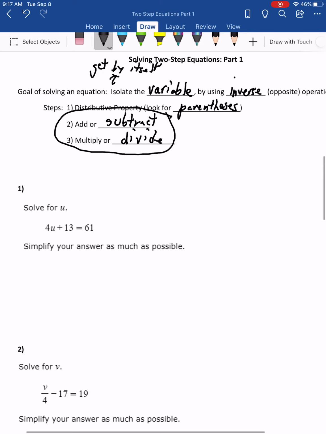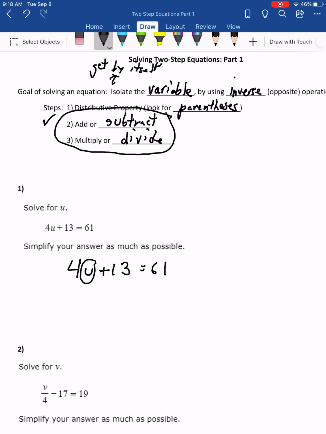Okay. So number one, solve for u. I'm going to rewrite this, 4u plus 13 equals 61. All right, so we want to isolate the variable, and the variable here is u. I'm going to put a circle around it. All right, and we don't have distributive property because we don't have any parentheses in this equation. So we're going to go here, step 2, add or subtract.